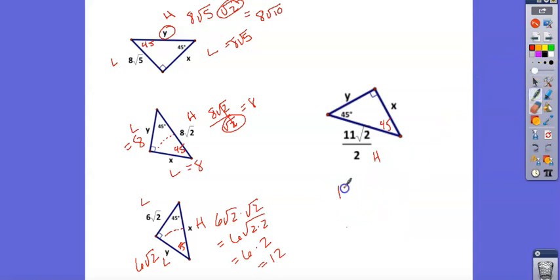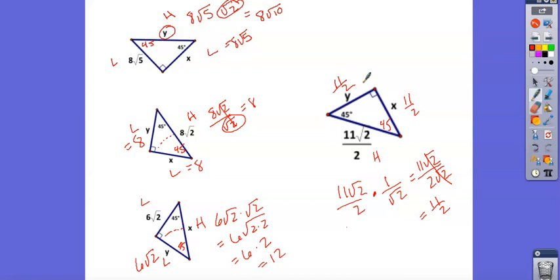I'm going to say 11 root 2 over 2. Instead of dividing by root 2, I'm going to multiply by 1 over root 2. Same thing. Now I get 11 root 2 over 2 root 2. And look what happens. I get 11 over 2 for x and 11 root 2 for y.